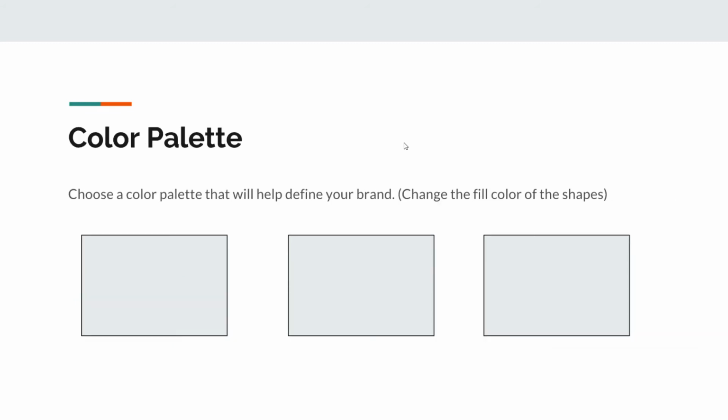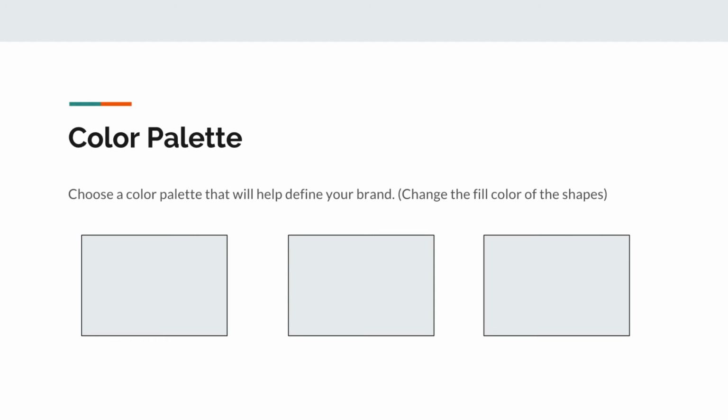Color palette. Color palette is extremely important. I've given you 3 boxes here. You can actually add more boxes if you want. 3 boxes is usually fine, but I want you to come up with a color palette that's going to help you to define your brand. Something that you can use, these colors you're probably going to use in all your advertisements. You're going to use it in your logos. You're going to use these colors on your website design. These are colors that are really going to be synonymous with your brand.